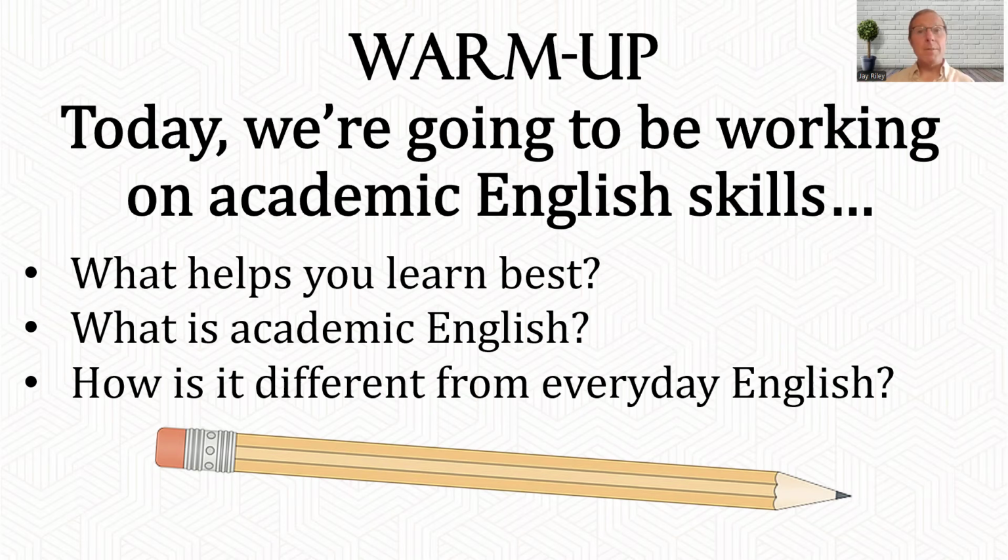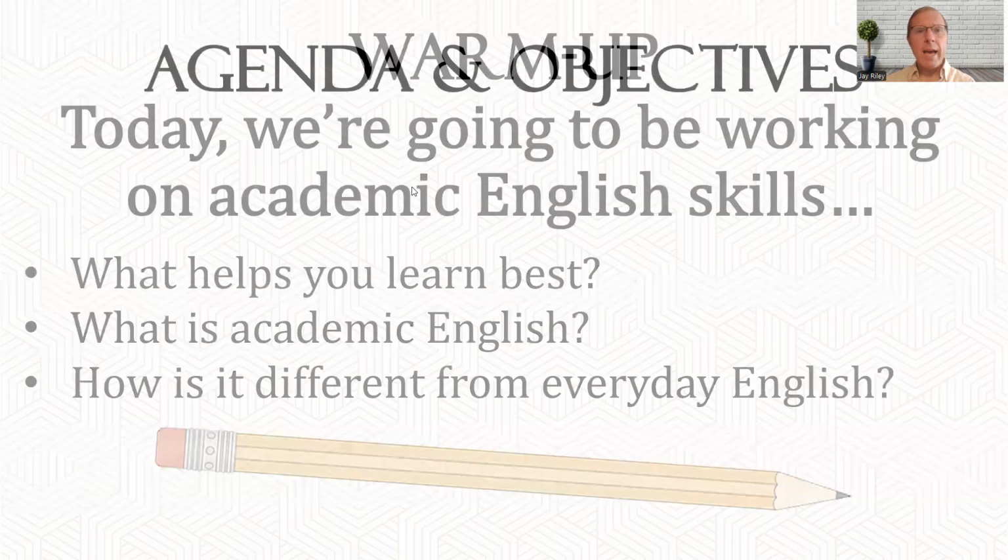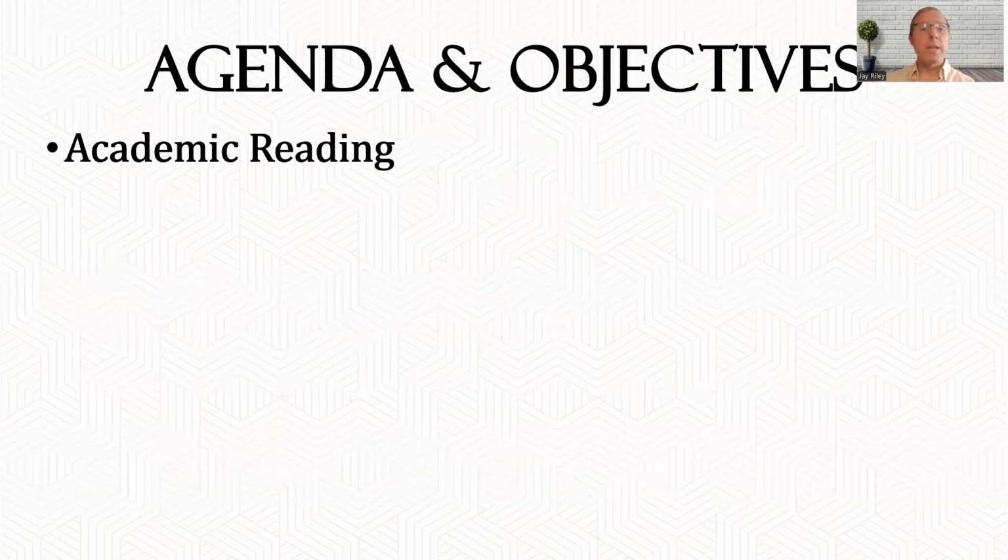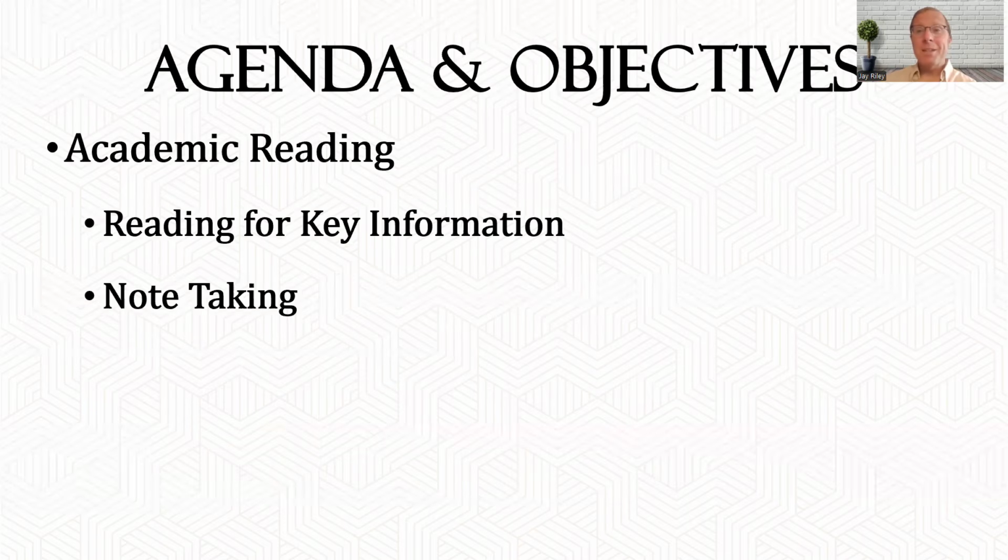The structure of academic English is different than everyday English. Of course, everyday English is less structured, but particularly when we're talking about academic text, academic writing, there is a structure that needs to be followed. And as academic readers, it helps us to be familiar with that structure. So let's talk about what we're going to cover in this lesson. Today in this first video, I'm going to talk specifically about academic reading, and we're going to build on what we cover here as we go into our academic writing section. We'll talk about reading for key information and note-taking, highlighting, and annotating.